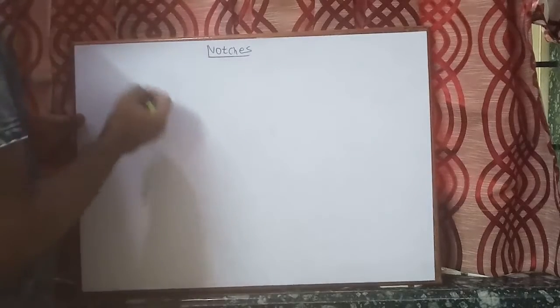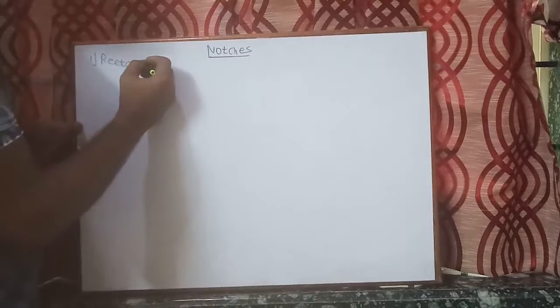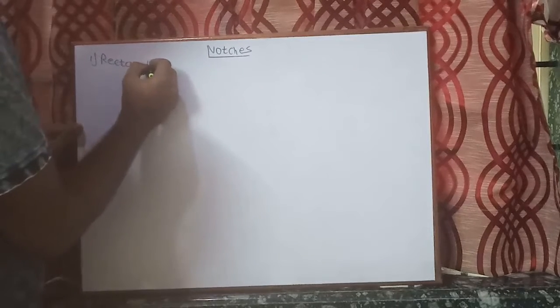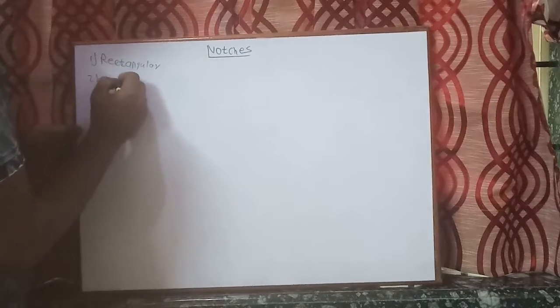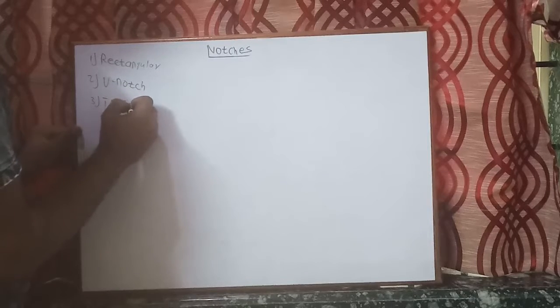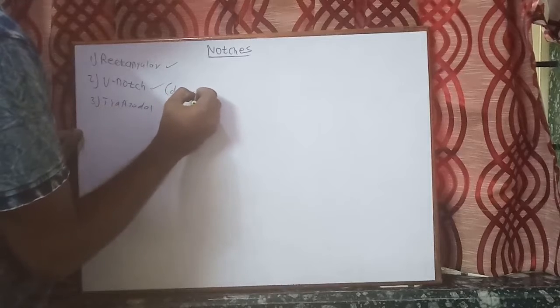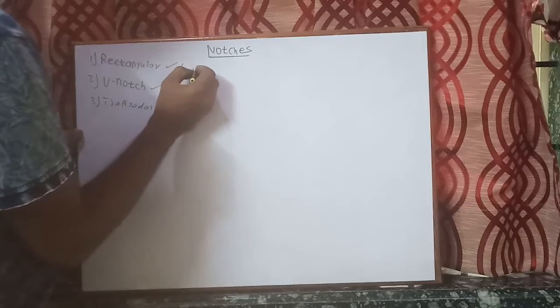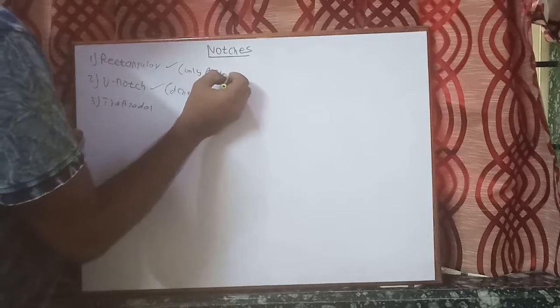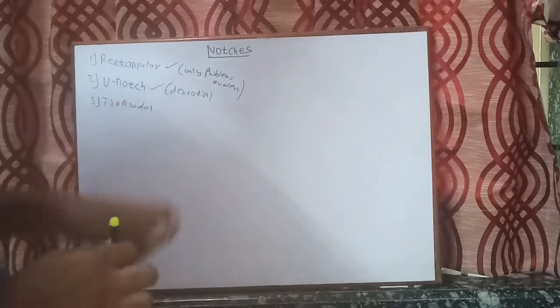I told you we have many types of notches. We have rectangular notch, V notch, trapezoidal and so on. It goes on. We have to study only these two in the syllabus. For the V notch, the derivation is there. For the rectangular notch, no derivation, only problems. So we will study the derivation for the V notch.